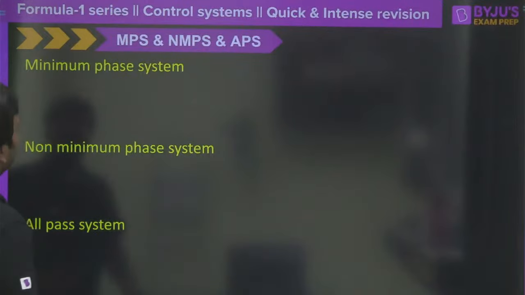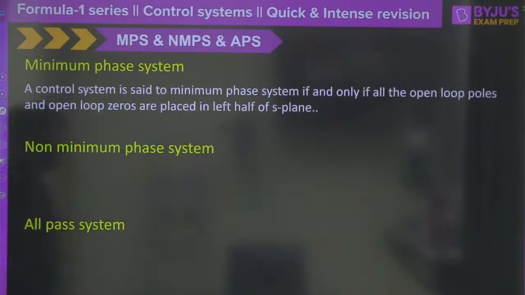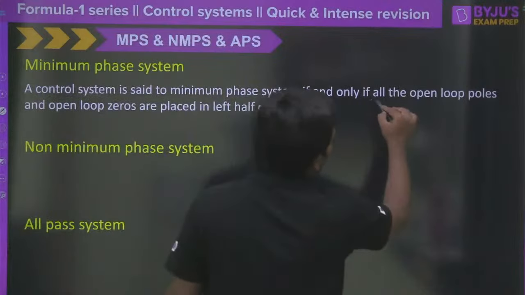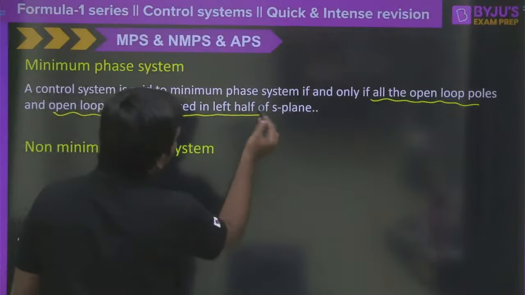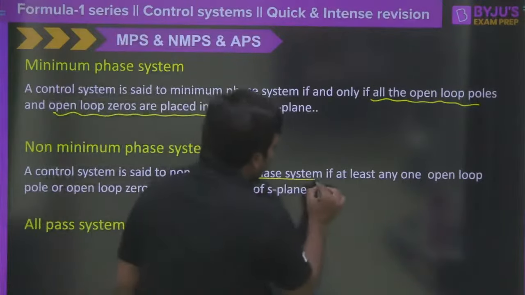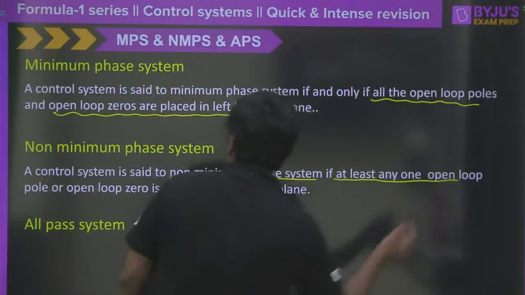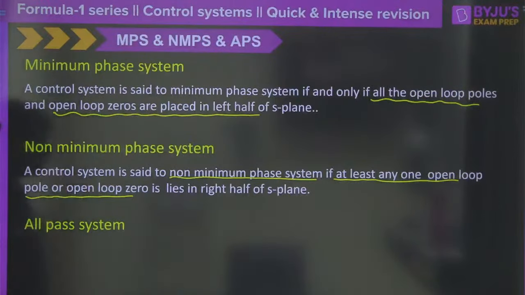Now there are three different things, like minimum phase system and non-minimum phase system. Many of you might know these. Usually a minimum phase system contributes negative phase. A control system is said to be a minimum phase system if and only if all open loop poles and open loop zeros are placed in the left half of the S plane. A non-minimum phase system is one where at least one open loop pole or open loop zero lies in the right half of the S plane.